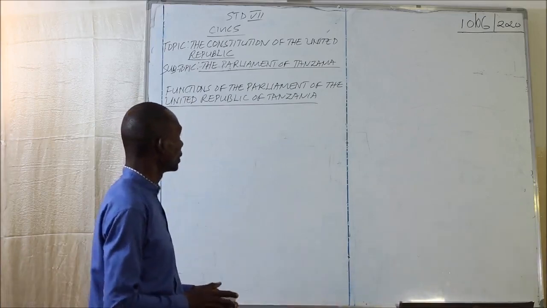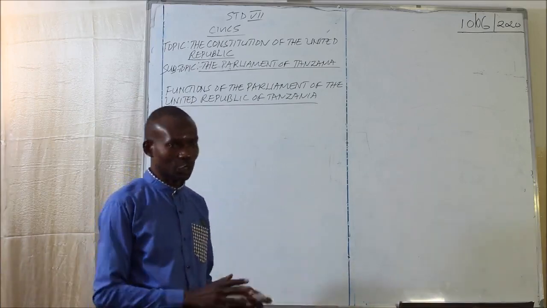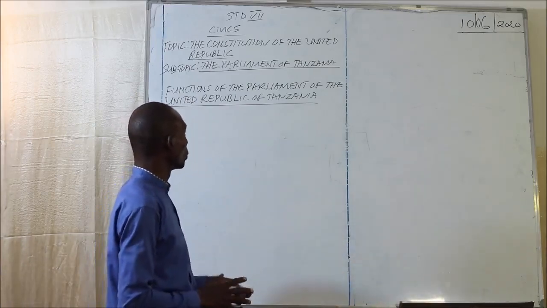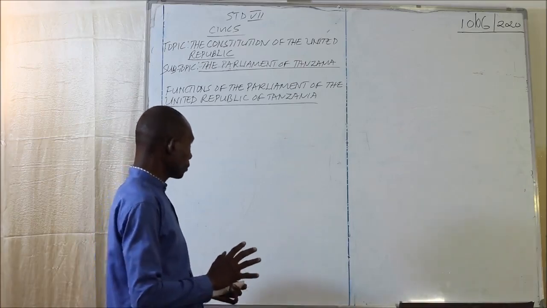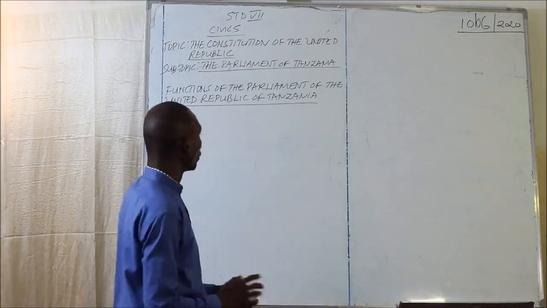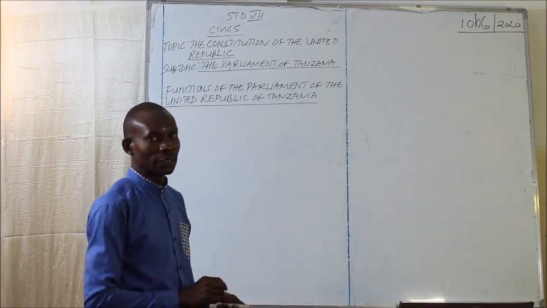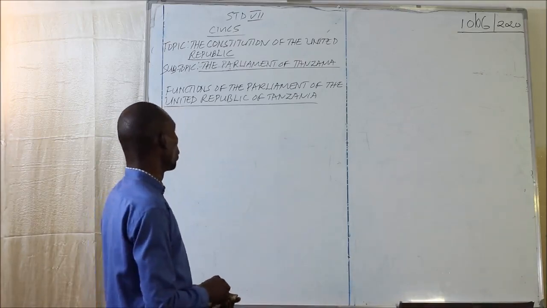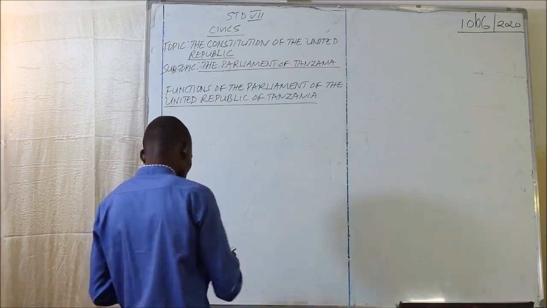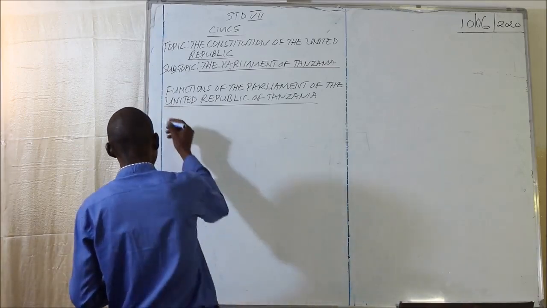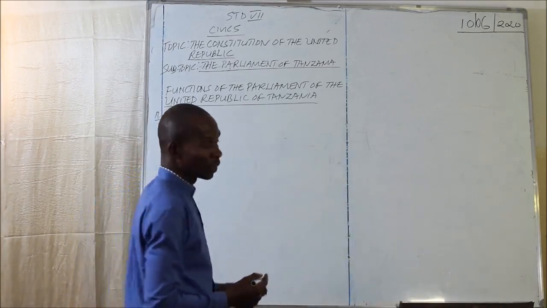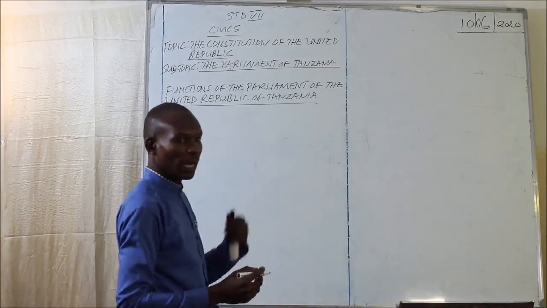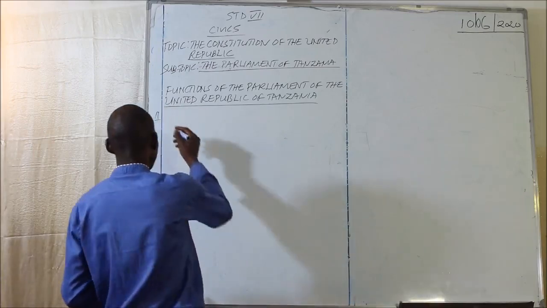Remember, this Parliament has so many functions, but today we're going to discuss some few functions of the Parliament of the United Republic of Tanzania. Now, to start with, we have the first function, and this is the core function of the Parliament, that is to make laws of the country.